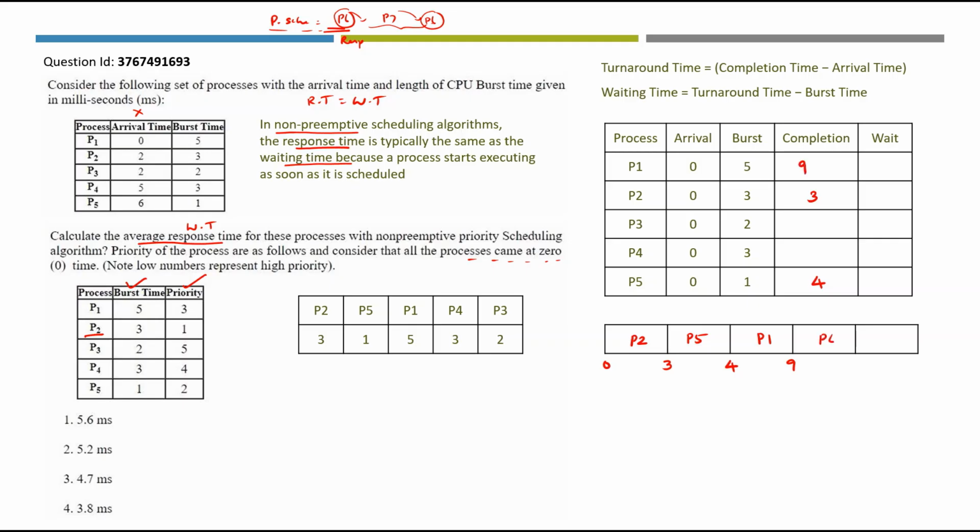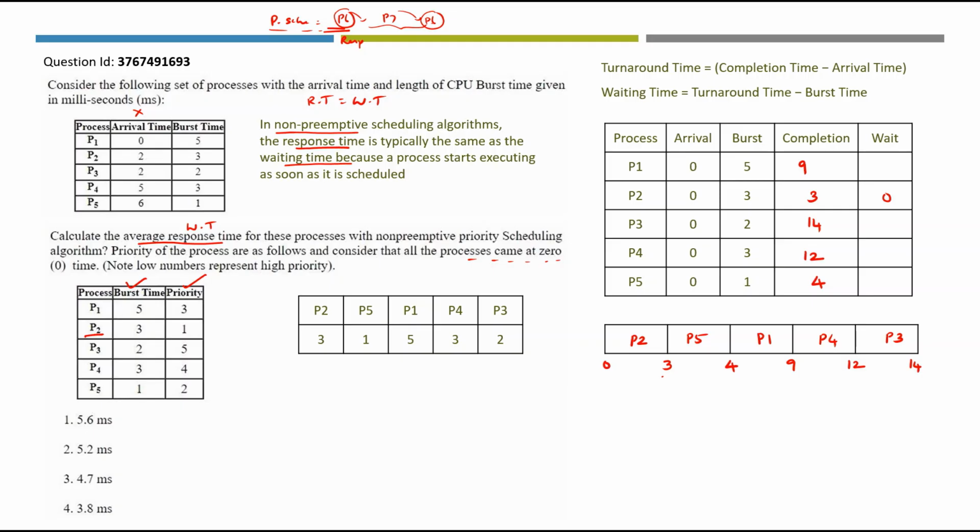After P1 it is P4. So 9 plus 3 will give you 12. So this will be 12. After P4 it will be P3 finally. P3's burst time is 2. So it will complete at 14. Now we have to just compute the waiting time. P2 does not wait for any time. So the waiting time here it is 0.